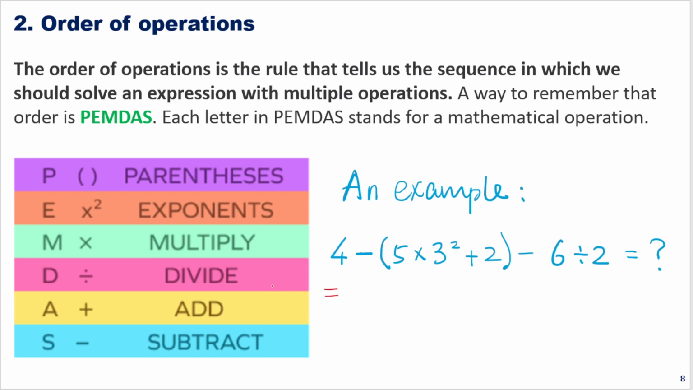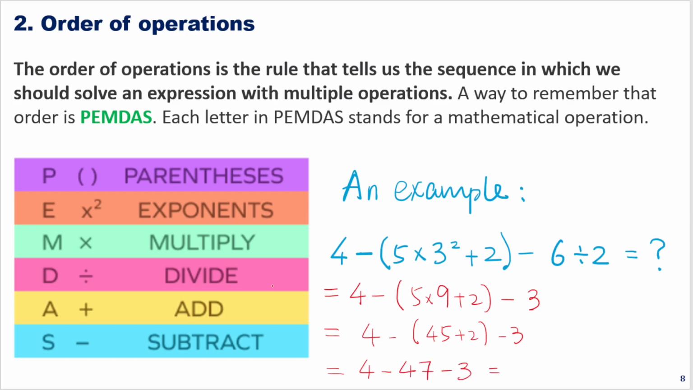So this equals, remember we need to do the expression in the parentheses first. So just leave the other expressions as they are. So here we have 5 times 9, right? Plus 2 minus, at the same time we can calculate 6 divided by 2, which gives us 3, right? And this equals 4 minus, we have 5 times 9 is 45, plus 2 minus 3. And this gives us 4 minus 47 minus 3, which gives us negative 46, right?